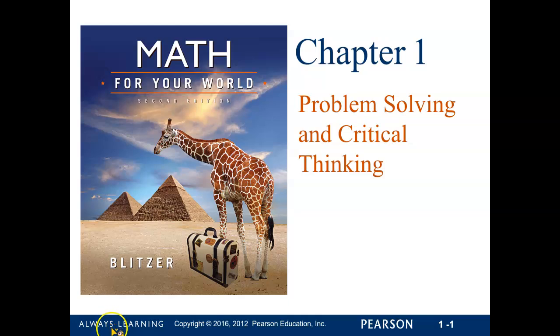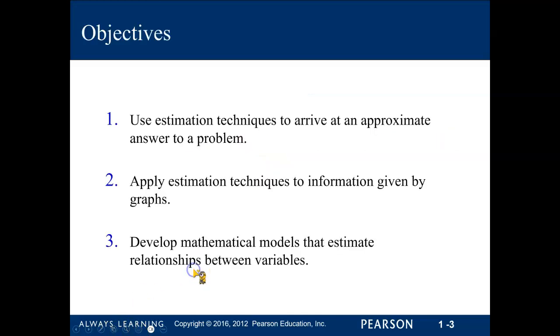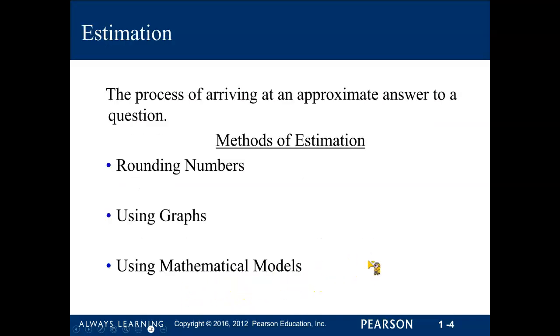Hi, so today we will be continuing our lesson, and this time we will be working at 1.2. This is called Estimation, Graphs, and Mathematical Models. So for this topic, our learning objectives include the use of estimation techniques to give an approximate answer to a problem, also estimation techniques to information given by graphs, and lastly, we will be able to develop mathematical models that estimate relationships between variables. Now, there are three methods of estimation.